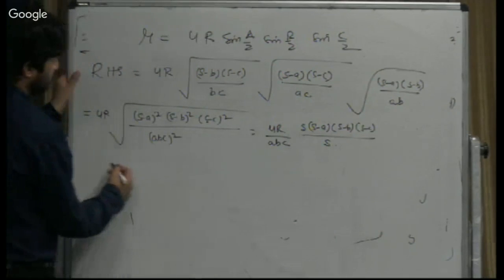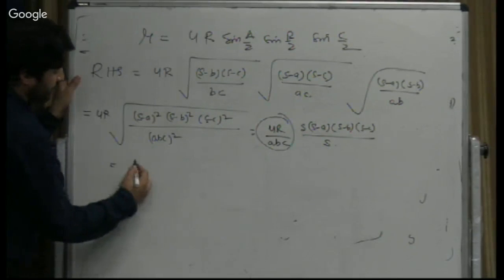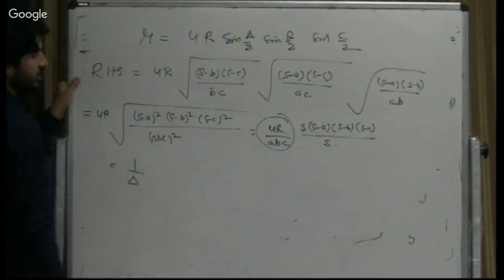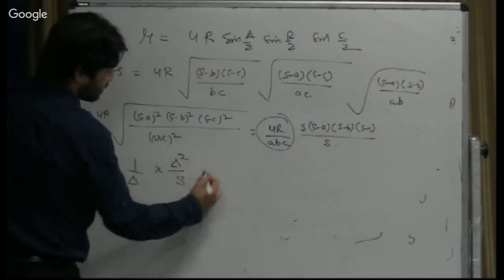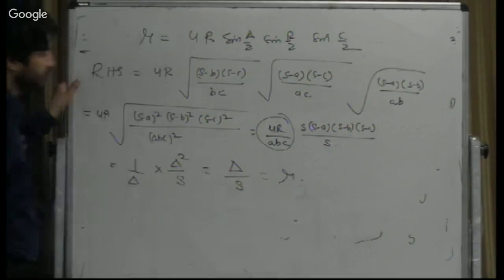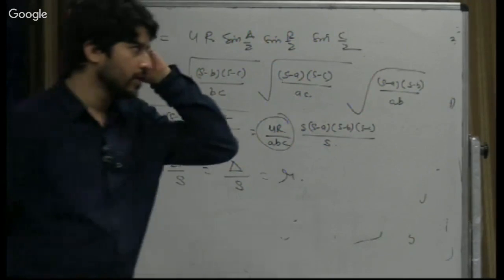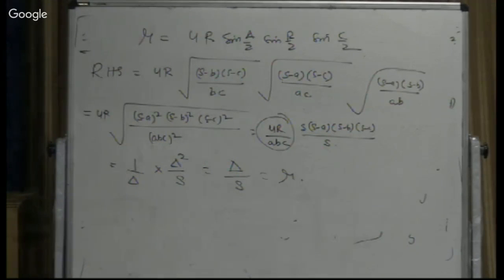So I know this is also the property we have already proved, that 4R by ABC is nothing but 1 upon area of the triangle, and this is nothing but delta square, and this is nothing but S. So I can say delta by S is nothing but R. Right? Now, any issue in 19th? I hope everything is done.